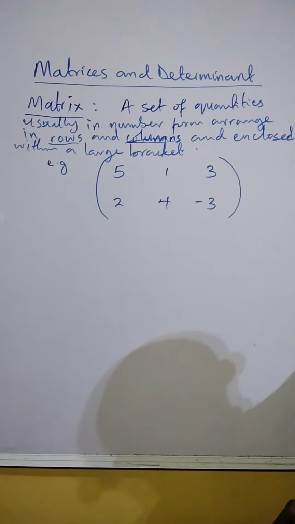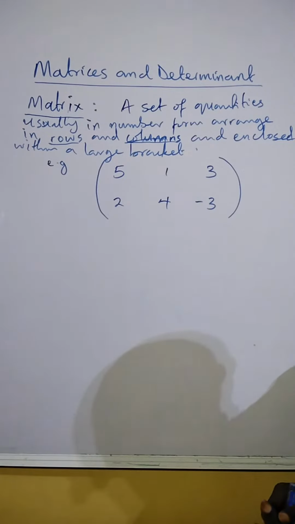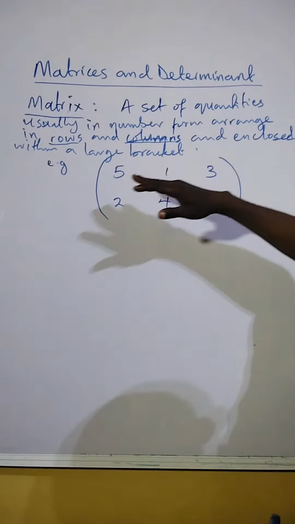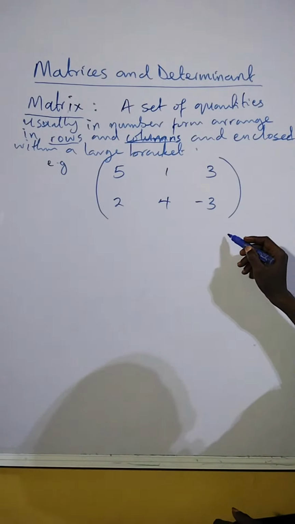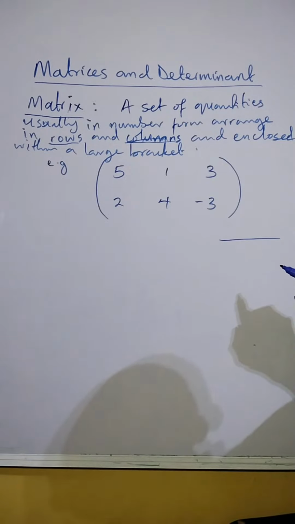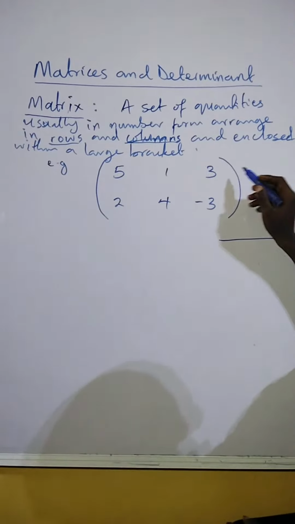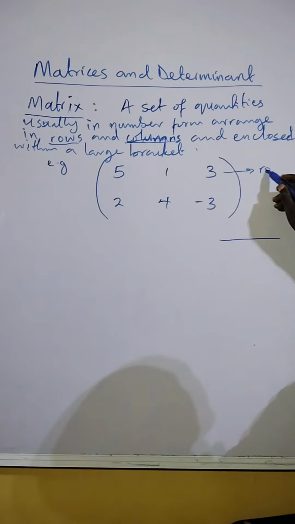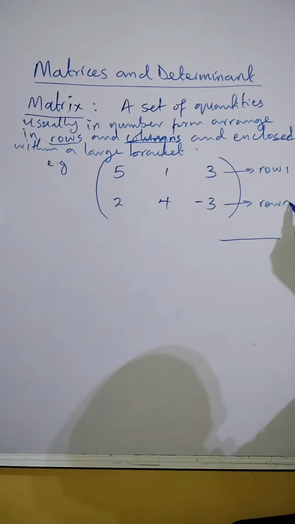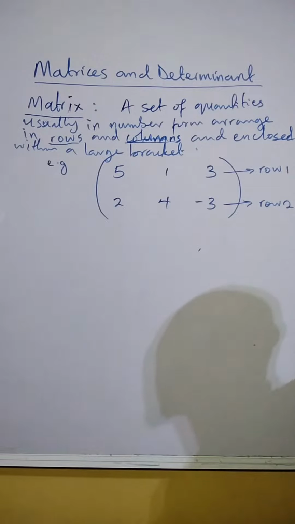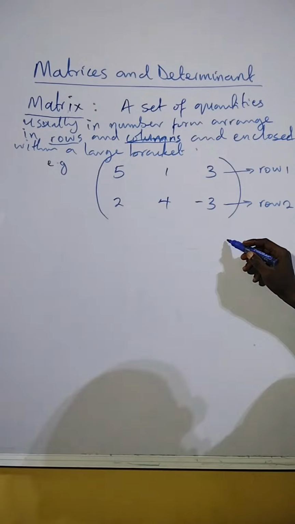Look at it. We have two rows here. The row is the horizontal arrangement, like a straight line like this. You have the first row and second row. So we can say this is row 1, and here we have row 2. So we have two rows here. And the columns are 3 here. So we have 3 columns.